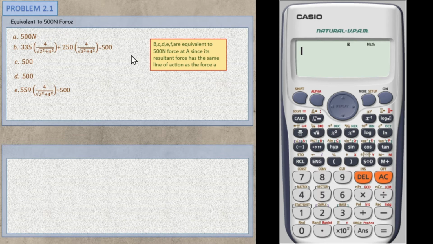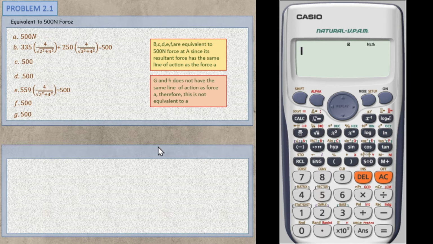You just need to look at your textbook and you will notice that it lies on the same line of action, just like force A. Unlike forces F and G, you will notice that they don't lie on the line of action of force A.